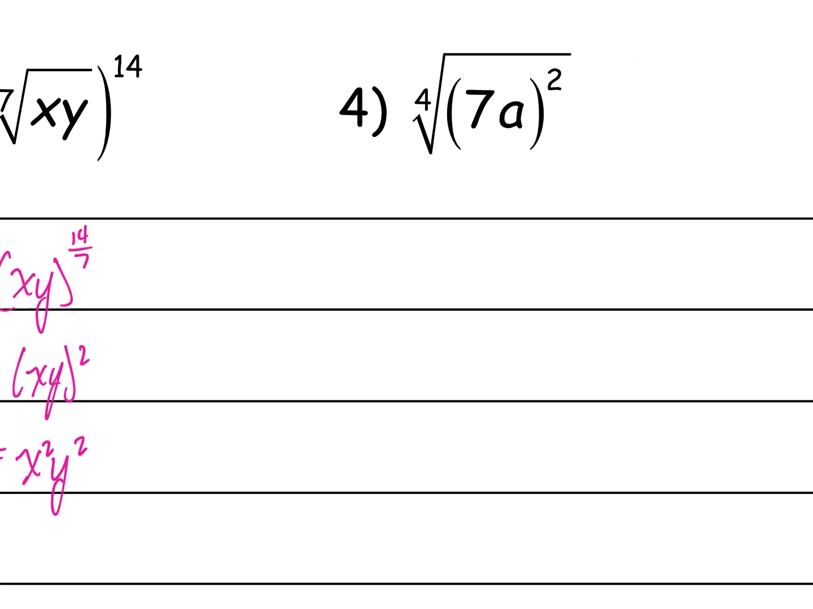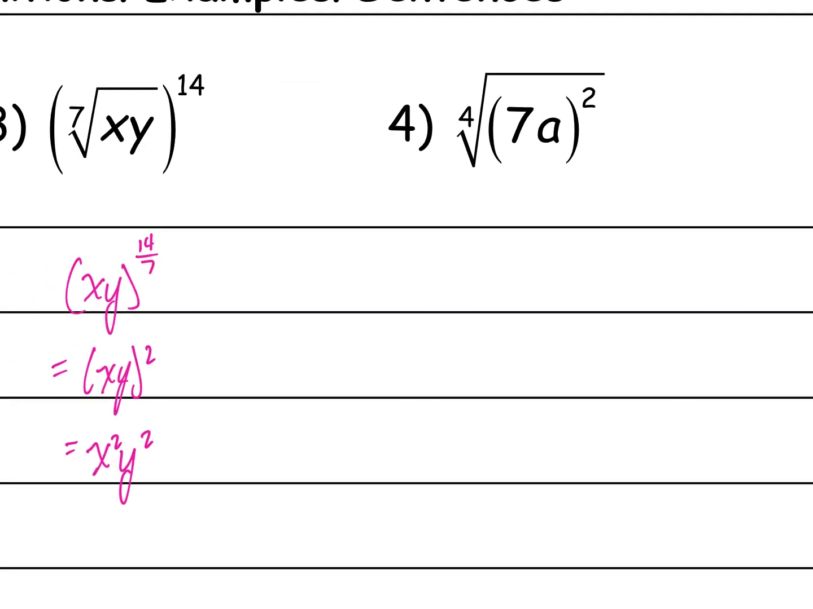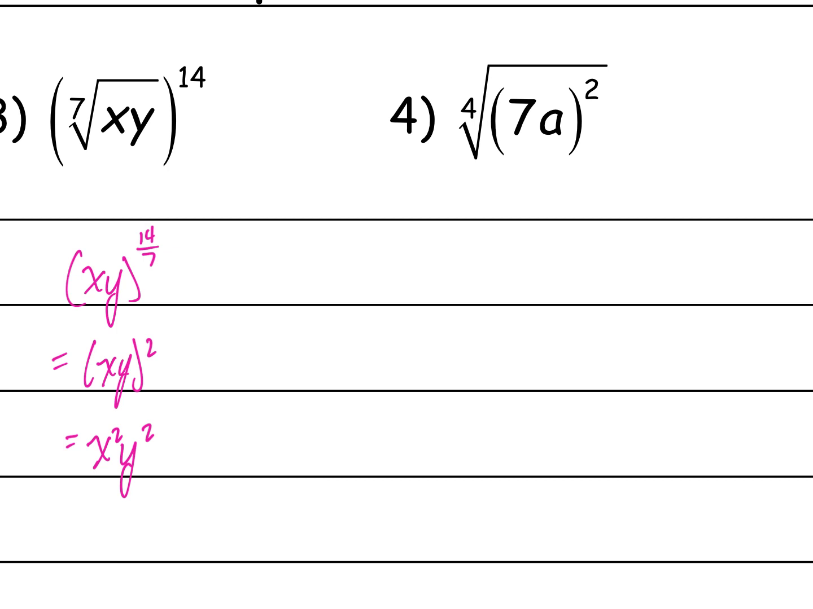And then the last one says, is this the last one? The last one says, what does it say? 7a to the 2/4, which becomes 7a to the 1/2, or the square root of 7a.